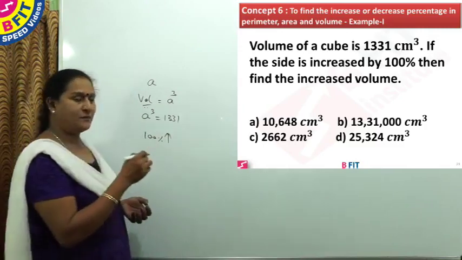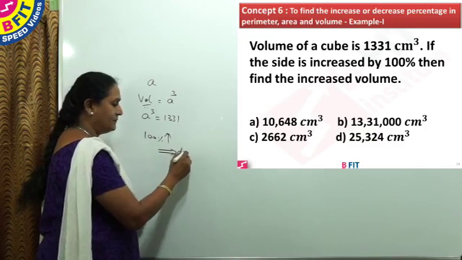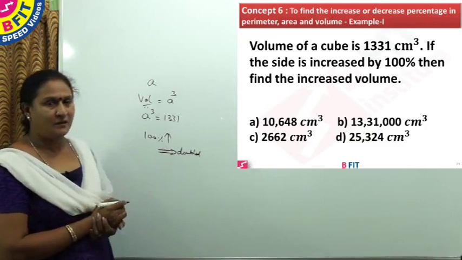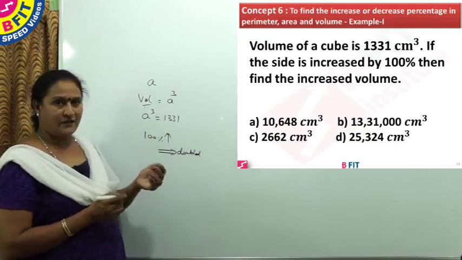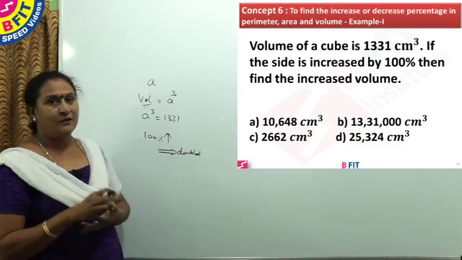So what does 100% increase imply? It implies that the value has been doubled. So finding the side, it is 11. Then doubling the value it will be 22. And then we have to find 22 cube.